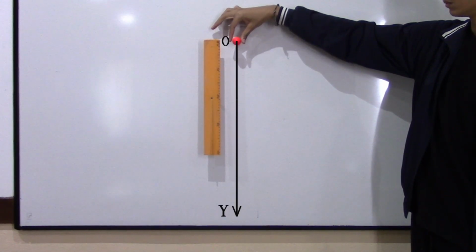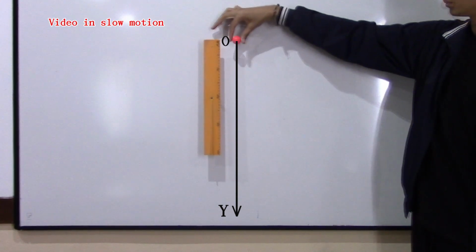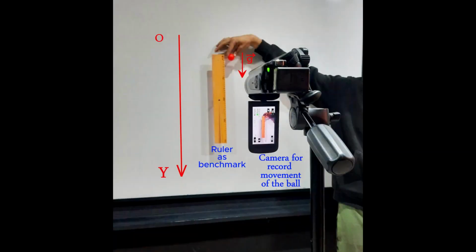A student releases a ball of mass, m, without any initial velocity, from a point, O, at the origin of a frame of reference with axis, OY, pointing downwards. Using a camera linked to a computer, the student films the free-falling movement of the ball.